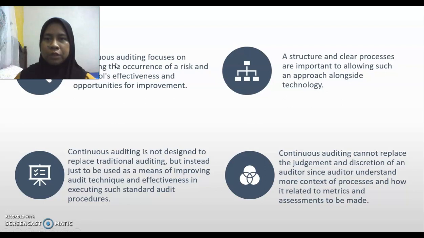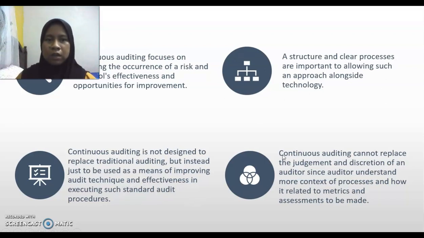Here is the information regarding continuous auditing. Continuous auditing focuses on assessing the occurrence of risk and the effectiveness of the controls made, and we look for opportunities for improvement. Structure and clear processes are important to allow such an approach, alongside the technologies that will be used. The third point, continuous auditing is not designed to replace traditional auditing, but is used as a means of improving audit technique and effectiveness in executing standard audit procedures.